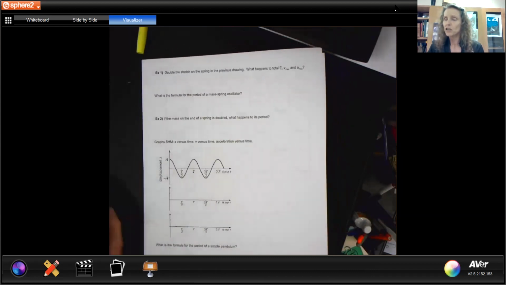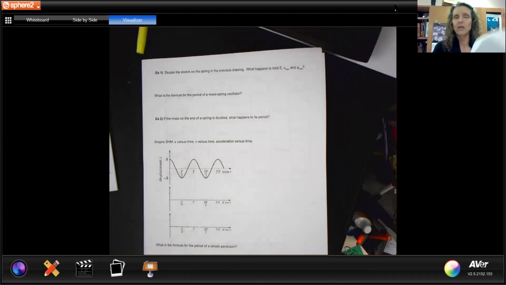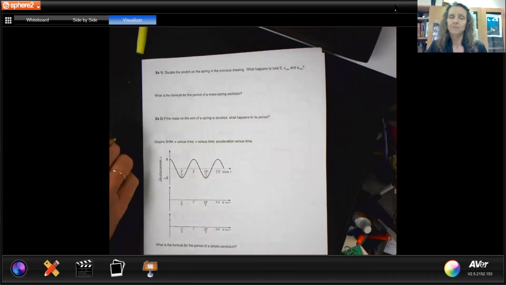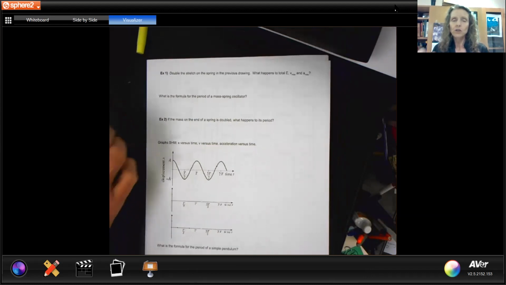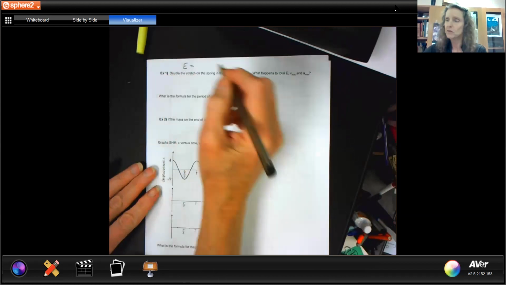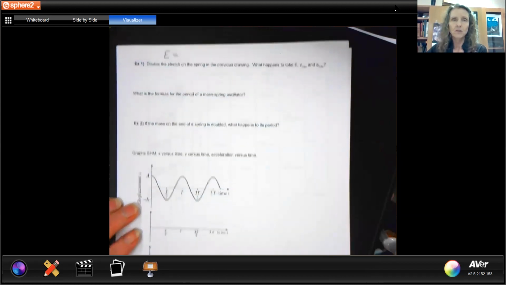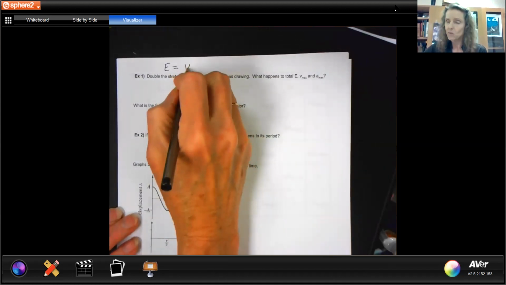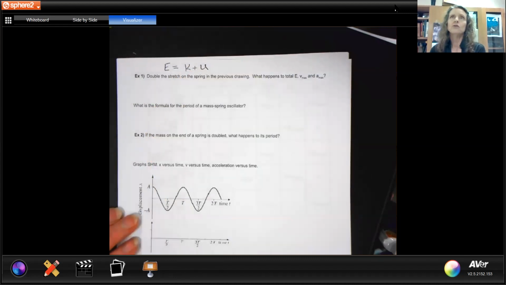Okay, double the stretch on a spring, like in the previous drawing, and what would happen to the energy? What would happen to the velocity? What would happen to the acceleration at the maximums? Okay, so here's the deal. When you look at energy, we want to remember that energy comes in two forms. I should zoom in a little bit here. So we have kinetic energy and we have spring potential energy. So sometimes you have to deal with those two forms of energy. Sometimes you don't want to because that makes it harder.